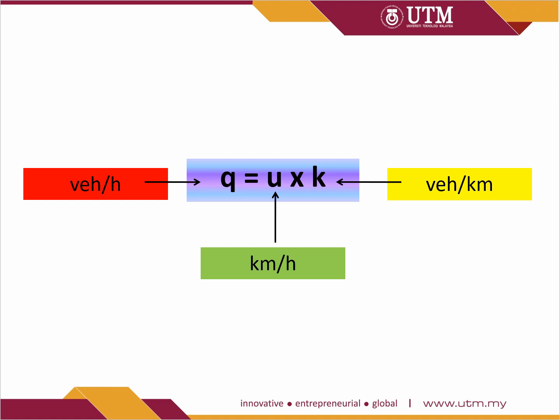For example, Q, the flow rate, is in vehicles per hour, which is how many vehicles pass a particular point during a particular hour. That is what we call flow rate. Speed is in kilometers per hour, which is the distance covered during the given time, and the density K is in vehicles per kilometer, which is how many cars are on that particular stretch of road.